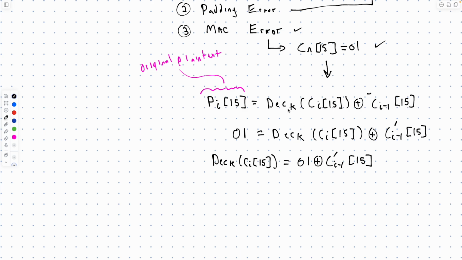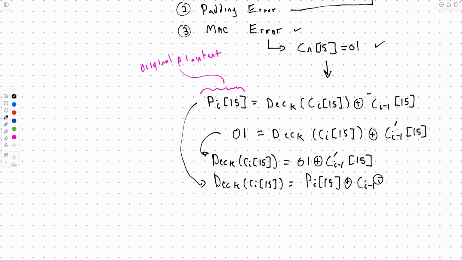And then I have that same expression here, I also have here. Okay, so let me do the same thing here. So I'll go over here. I'll say the decryption of C_i[15] equals, so I'm going to do P_i[15] XORed with C_{i-1}[15]. Okay, these two are equal. They have the same equation.